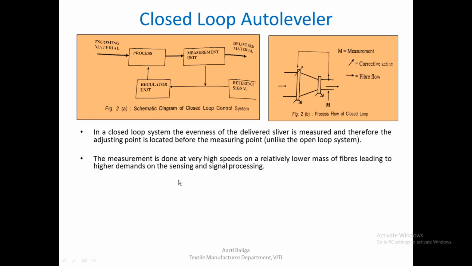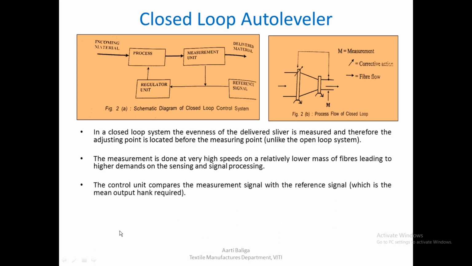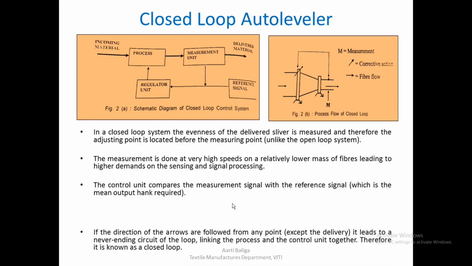And this leads to very high demands on the sensing and the signaling process. So the sensing and the signaling process is very critical here, because it will have to measure the variations at a very high speed, and also the variations have to be measured on a relatively very low mass of fibers which are coming out. So the control unit compares the measurement signal with the reference signal, which is the required output hank, which we would have already fed into the system.